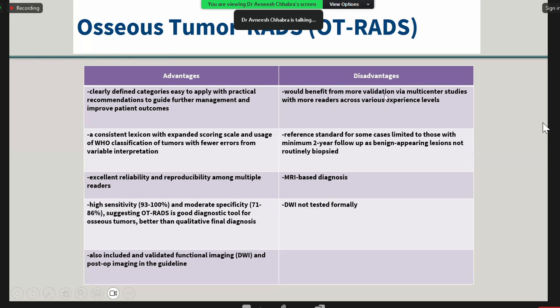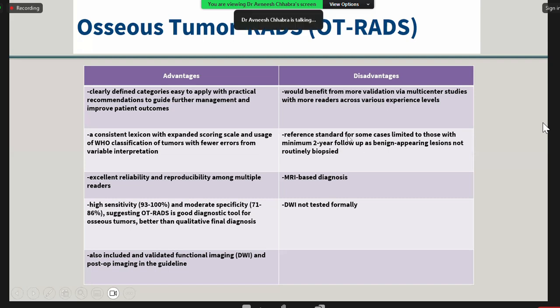So you would benefit from more validation, multi-center studies. I know one study which has been done at University of Washington comparing different RADS, BTI, and all the RAD systems I showed you, and OT-RADS, and they found similarly higher accuracy for OT-RADS. The others are very poor. So it's not published yet, but I know of that study.